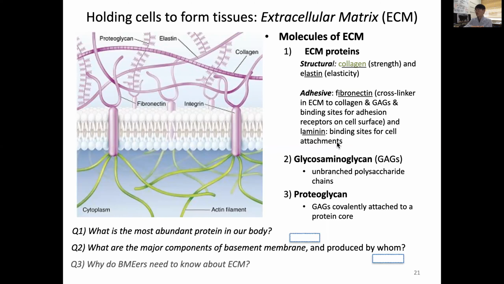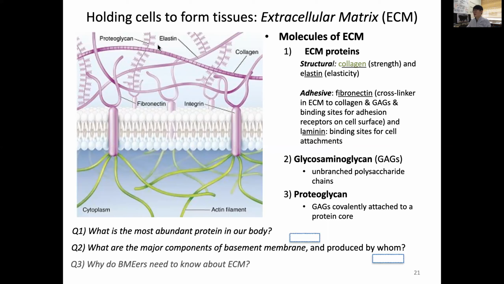During some cell culture, some special cells may not grow well on the protein surface of your Petri dish, and sometimes we coat the surface with laminin or fibronectin such that the cells can attach better.